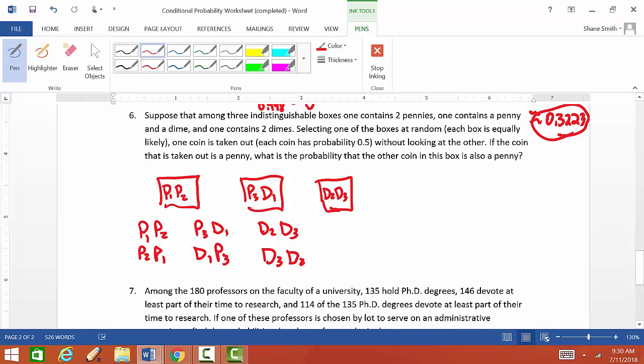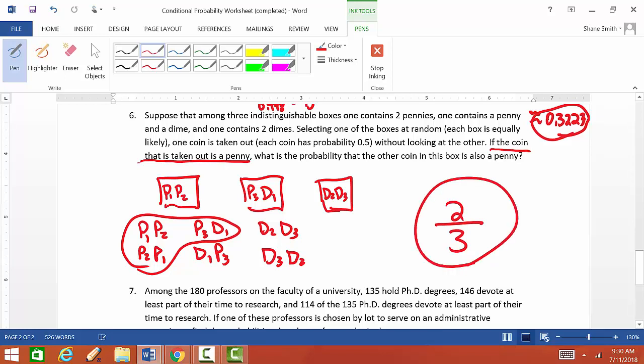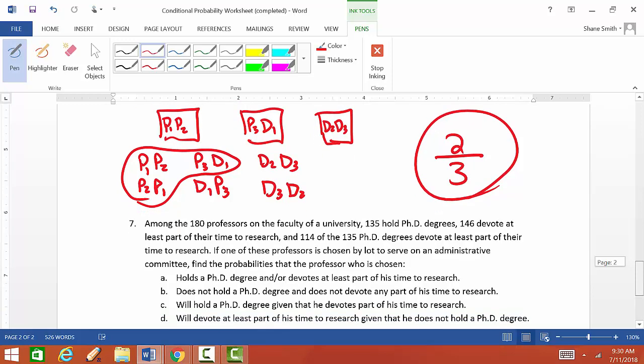Now, you have to be careful about what you're given. If the coin taken out is a penny, so if we take out a penny, well, how many possibilities did we take out a penny? 3 possibilities. And of those 3 possibilities, how many have the other coin as a penny? The answer is 2/3. That's it. Again, you can use a tree diagram for this, but I think the simplest way to do this one is just think about the sample space. You can do this every time.